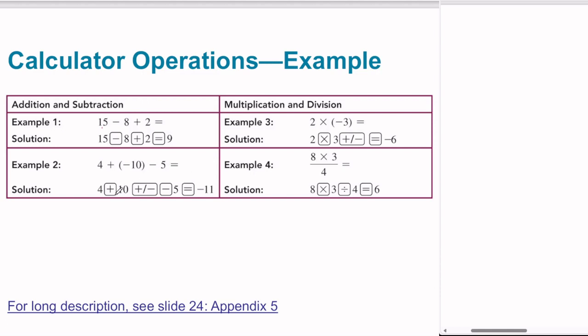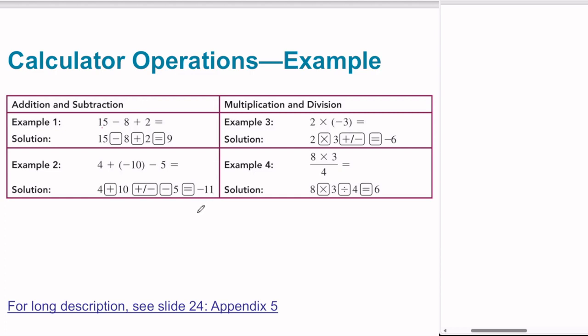For the next example, we have 4 plus negative 10 minus 5 equals what? We enter 4, then the plus sign, then 10, then the plus or minus to change the sign, because we want to change the sign on the 10, and then we hit the minus button, and then 5, and then equals negative 11.